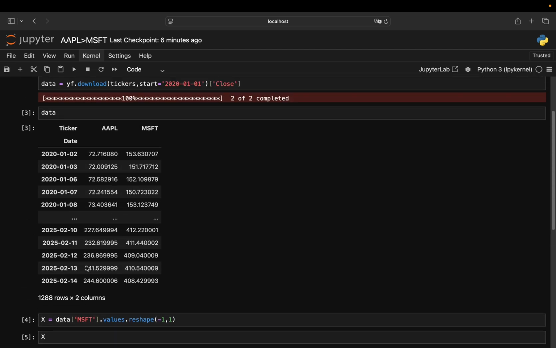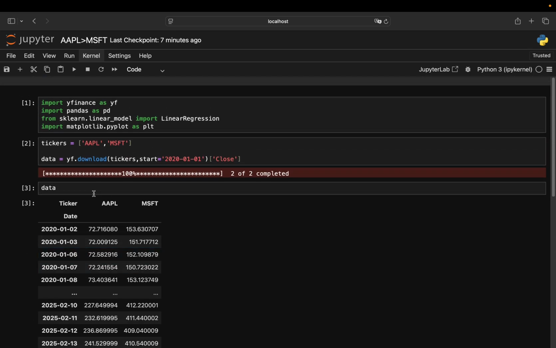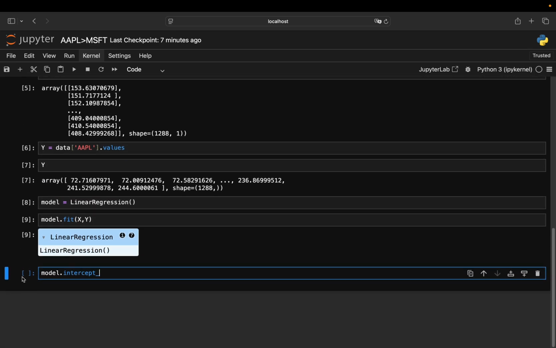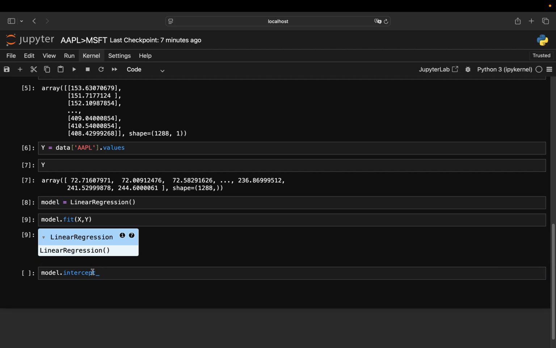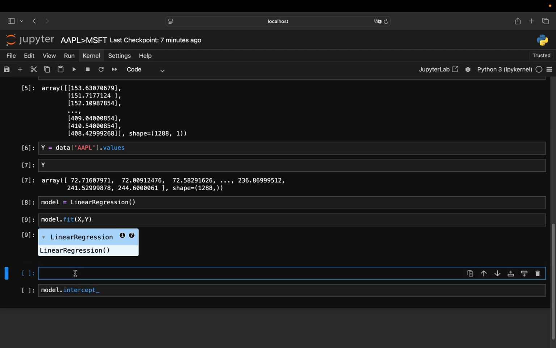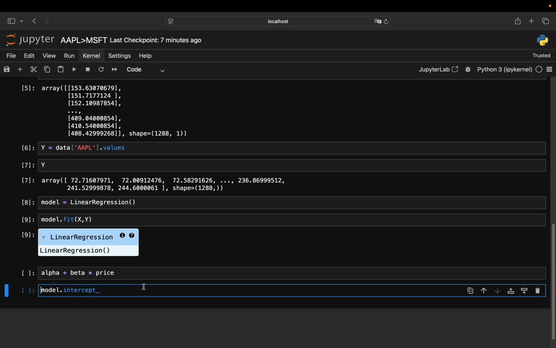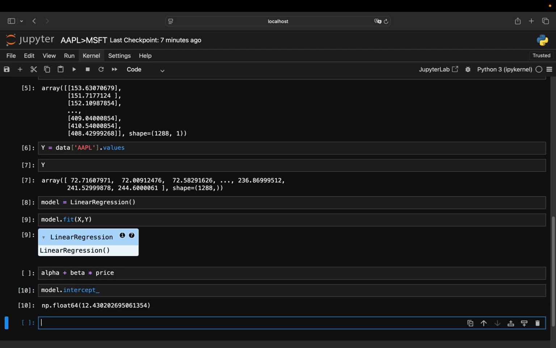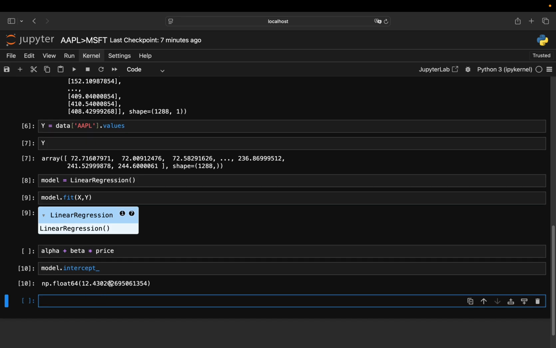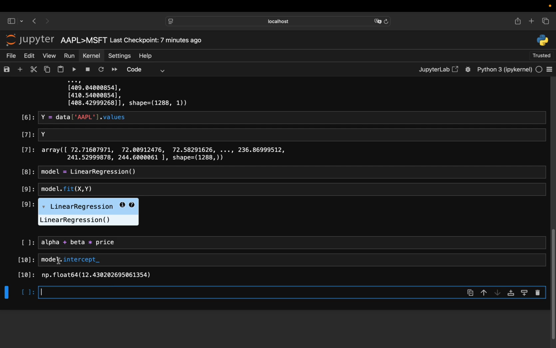And now we want to take a look at the intercept. I already deleted it, but in this formula I just wrote down, give me a second. Just alpha plus beta times price. So this is just the intercept, the alpha here. And that is in our case 12.43 as our constant, our intercept, our alpha.